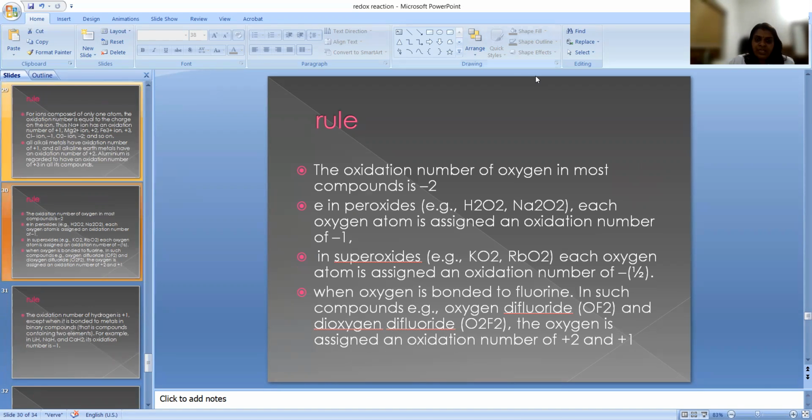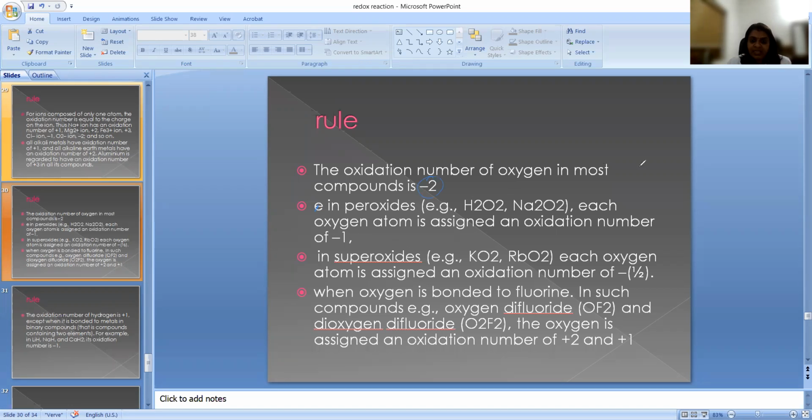Usually the oxidation number of oxygen is considered as -2, because in most of the compounds its oxidation number is -2. But in the case of peroxides like H2O2, Na2O2, etc., each oxygen atom is assigned an oxidation number of -1.